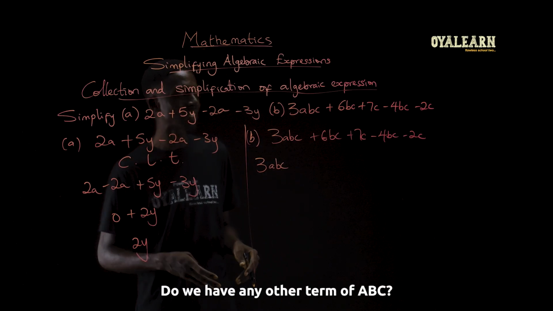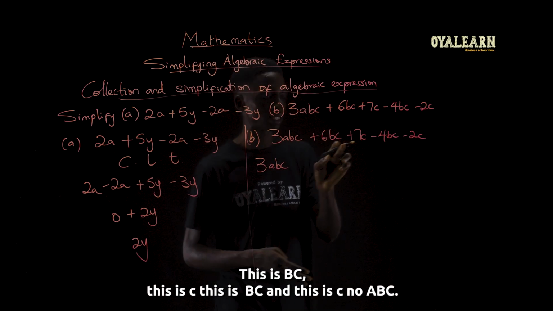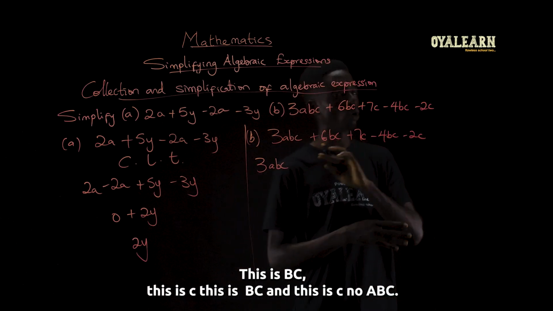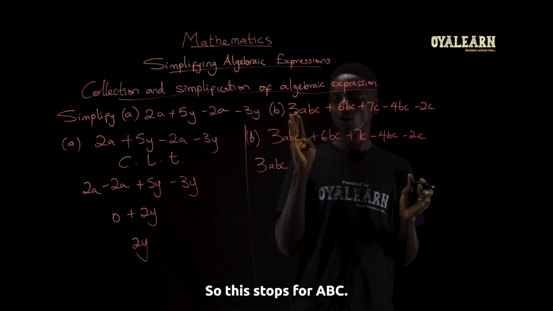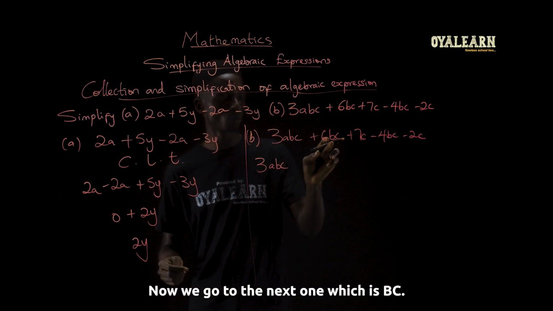Do we have any other term of ABC? This is BC, this is C, this is BC, and this is C. No ABC, so this stops for ABC. Now we go to the next one, which is BC.